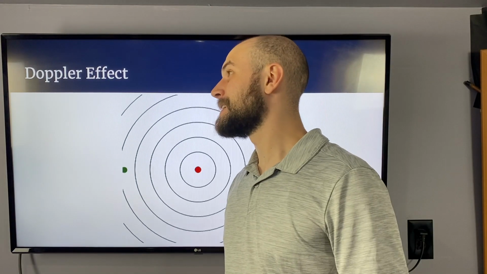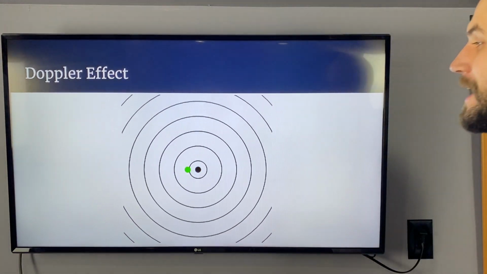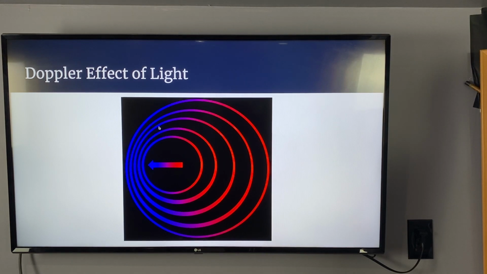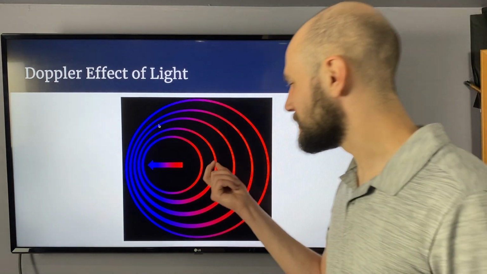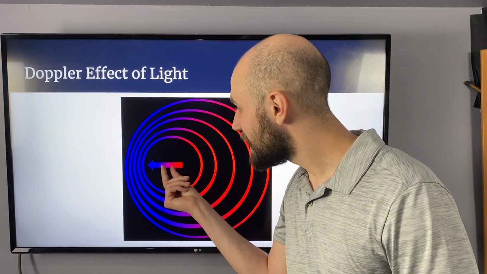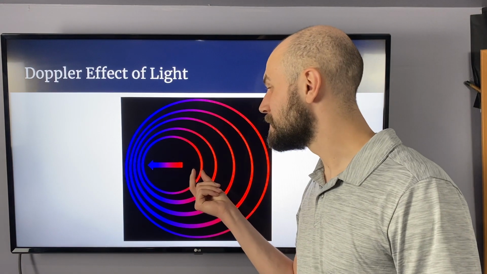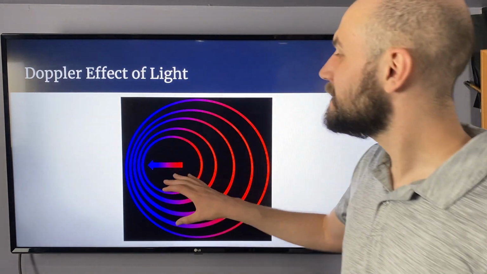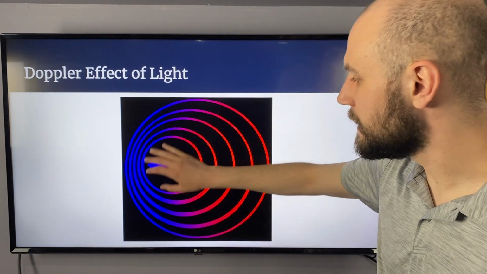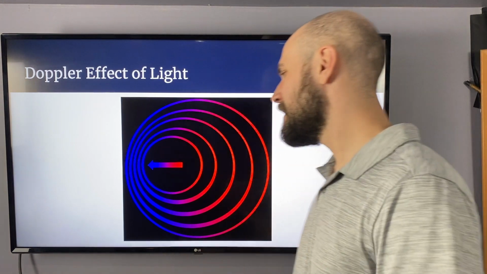So this Doppler effect works for all types of waves: sound waves, ocean waves, and even light waves. So if we have a source of creating light, and that light is moving, granted that source of light has to be moving very, very quickly. But if it's moving quickly enough, we could measure and observe a change in the frequency of light. Now, what does it mean for the frequency of light to change?